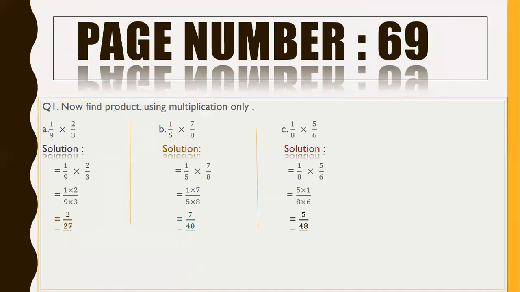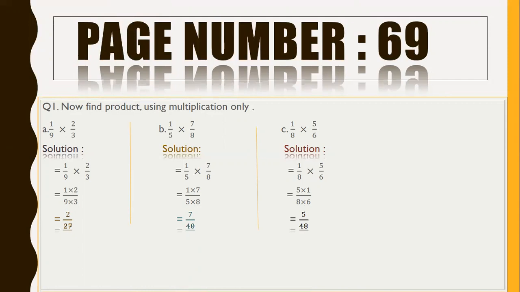As you see in question A, 1 over 9 multiplied by 2 over 3. In the two fractions, the numerators are 1 and 2 and the denominators are 9 and 3. It means that we multiply 1 with 2 and 9 with 3. 1 over 9 multiplied by 2 over 3, 1 multiplied by 2, 9 multiplied by 3.